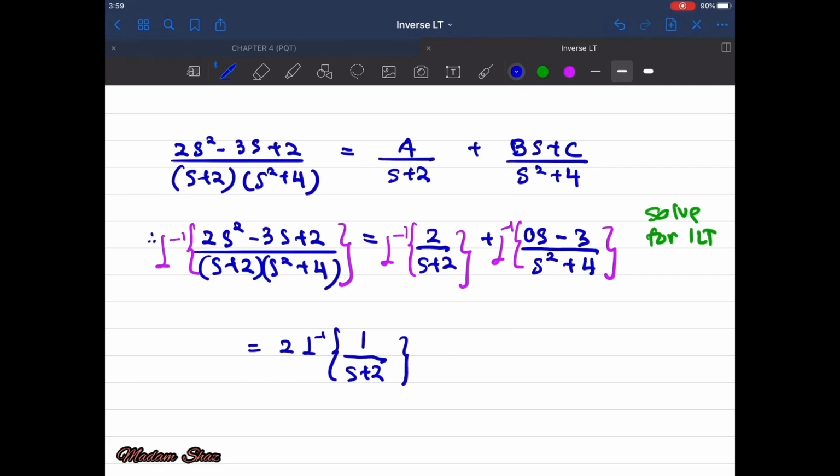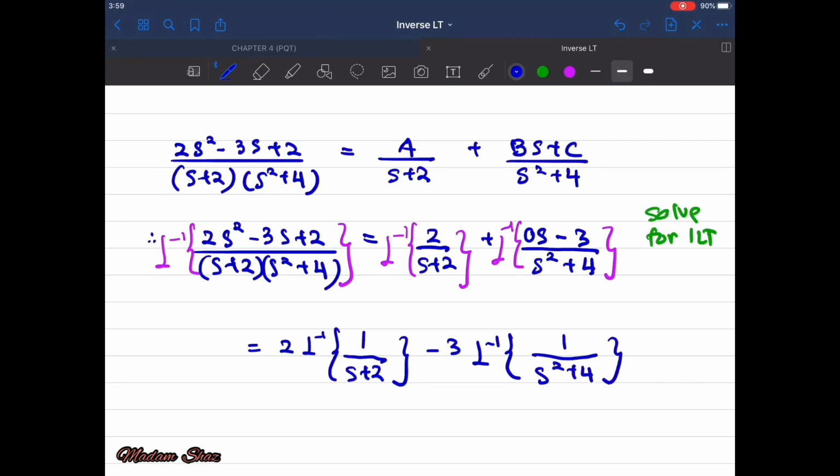For the second curly bracket, we have 0s minus 3. So 0s means that there is nothing here because 0 multiply s will become 0. So we only have to consider negative 3. Bring negative 3 to the front. So the constant negative 3 Laplace inverse 1 over s square plus 4.